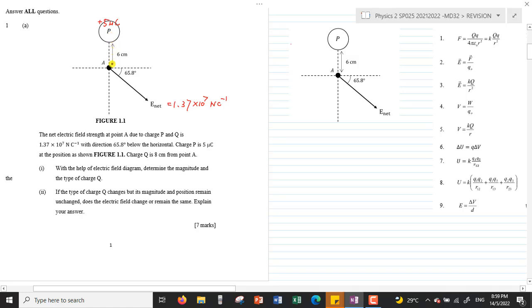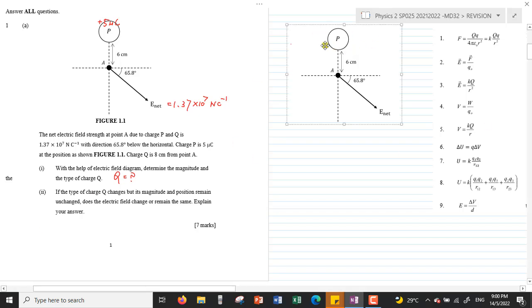Charge P is 6 cm from point A. Charge Q is 8 cm from point A, but the question didn't draw the position of charge Q. It only tells us that charge Q is 8 cm from point A. Question 1: with the help of an electric field diagram, determine the magnitude and the type of charge Q. That means whether charge Q is a positive charge or a negative charge.